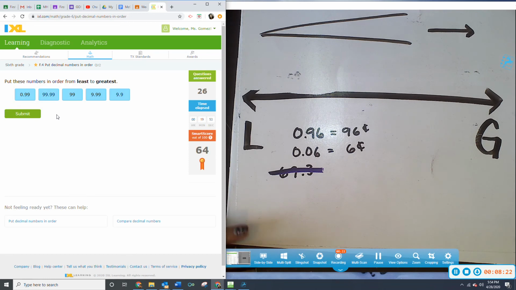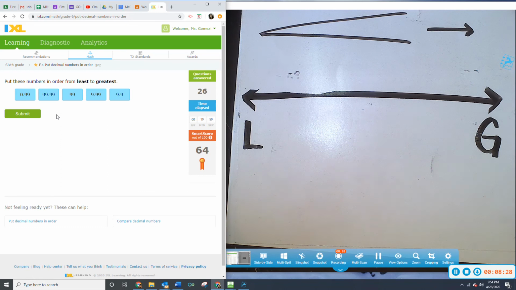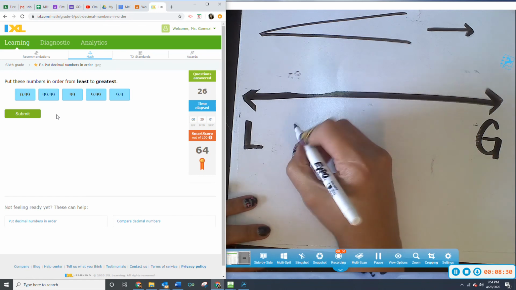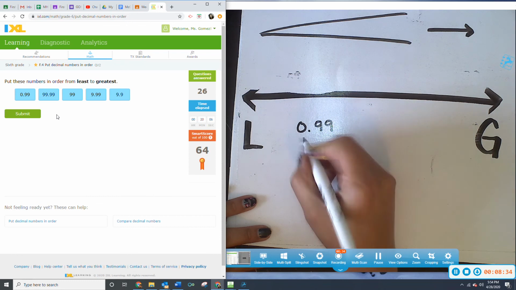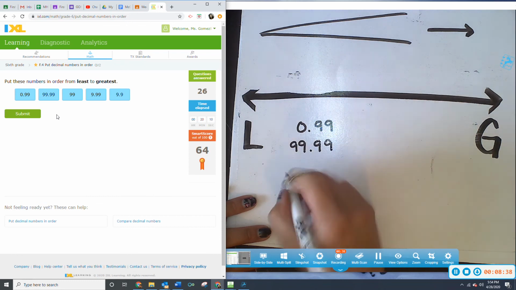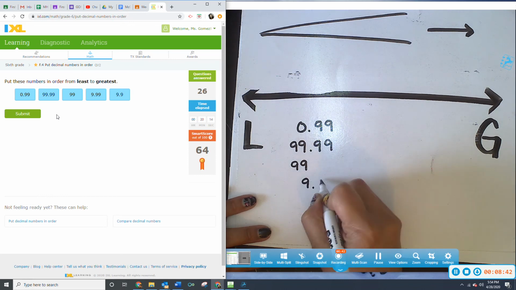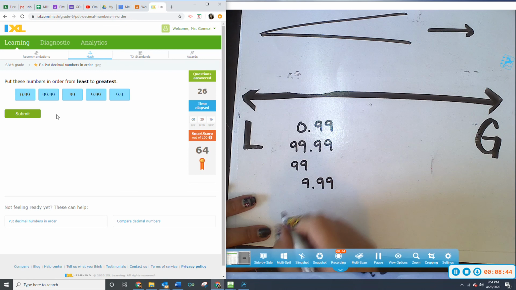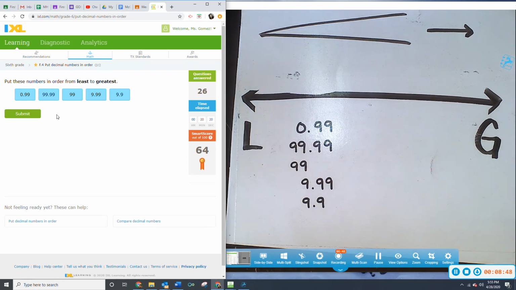All right, they always like doing the weird one like this, where they have all of these numbers, and they have pretty much the same number. So they have 0.99, so I'm just going to write them out real quick. Okay, and wow, that's a lot of different numbers.